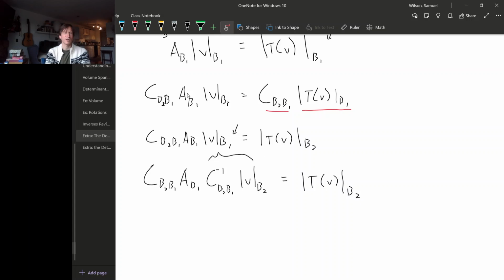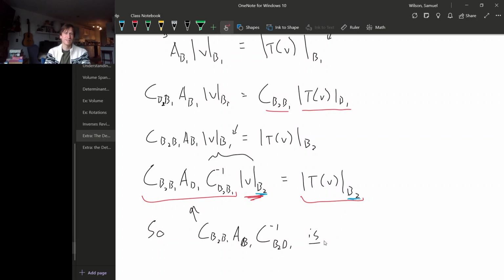Okay, now look, here we have coordinates for a vector, we multiply by a matrix, and we get coordinates for the result of the transform. And critically, these coordinates are relative to the same basis, right? This means that this matrix, C B2 B1 times A relative to B1 times the inverse of C B2 B1 is the matrix for the linear transformation relative to the second basis, right? This is the matrix that takes coordinates for the input to coordinates for the output. So this is the matrix for the linear transformation T relative to our second basis.